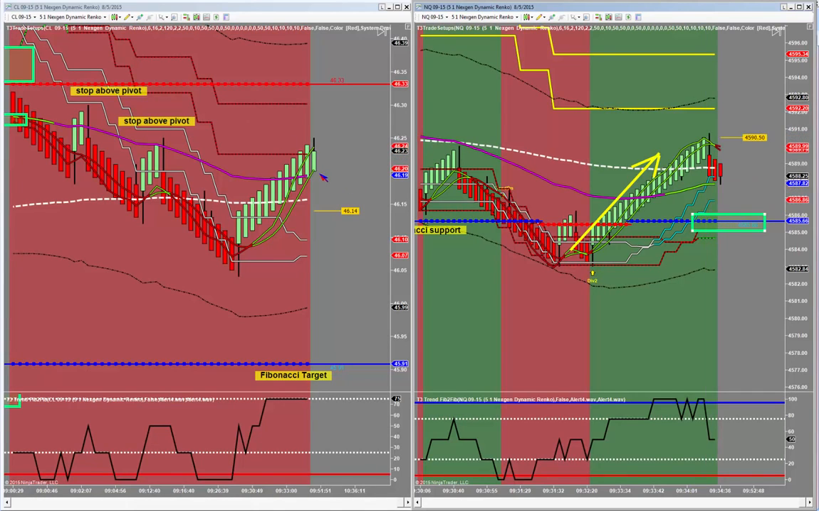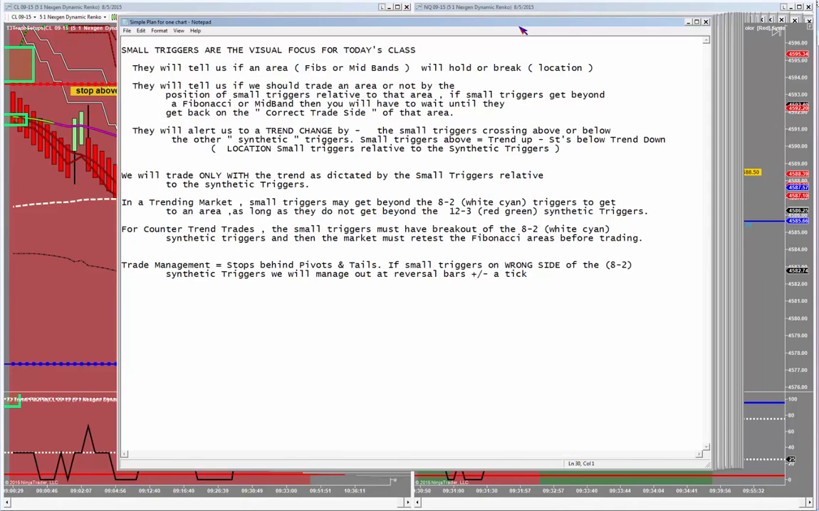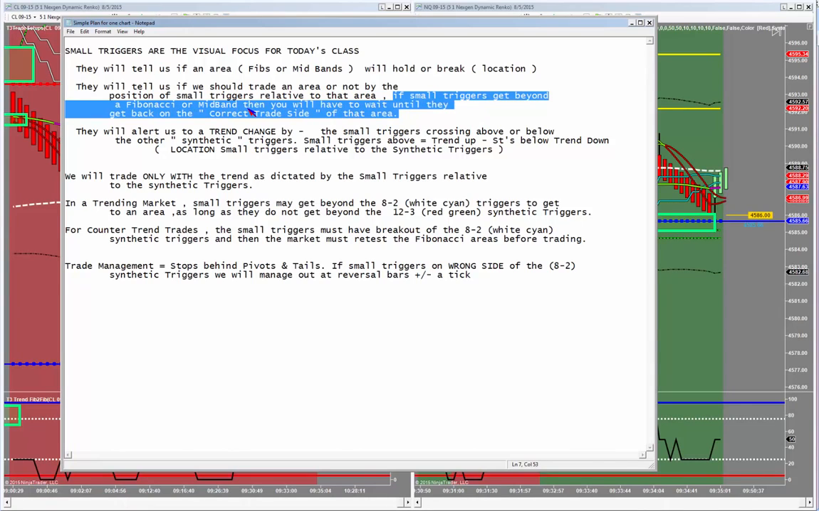All right, so let's look at our crude oil. You can see what's happening: the small triggers are getting beyond the midband. So let's look at the rule for this. If the small triggers get beyond the fib or the midband, you're going to have to wait until they get back on the correct side of that area.